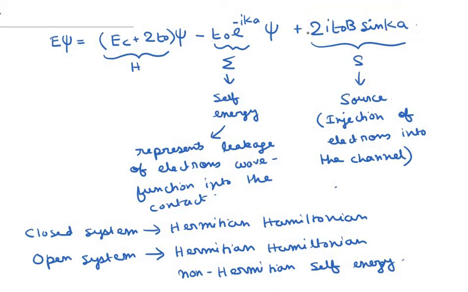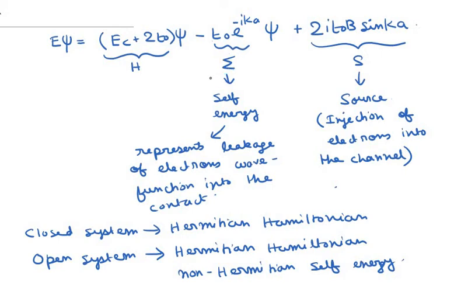Now the second question you may ask is that this Hamiltonian H and this self energy sigma both multiply this wave function psi. So what is the difference between them? The thing is that this Hamiltonian H and this self energy sigma are on equal footing, but this self energy incorporates the effect of the surroundings on the channel.